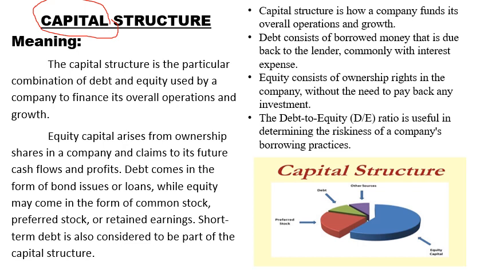And capital structure is how a company funds its overall operations and growth. So that shows how the company provides the funding for its overall operations, for all the business activities and for development. It shows how the funds are utilized by the company. Debt consists of borrowed money that is due back to the lender, commonly with interest expense. As I already told, debt consists of debentures, bonds, or loans, the borrowed money. It has to be paid with interest, and interest is an expense for the company.